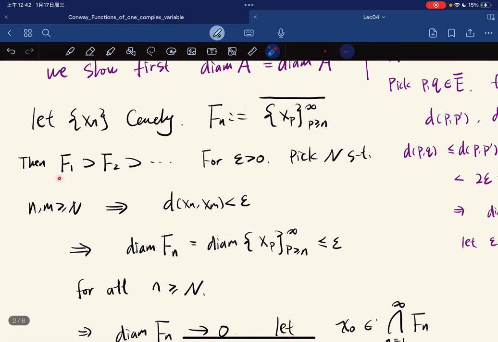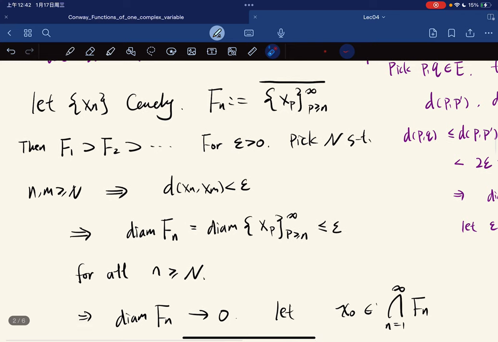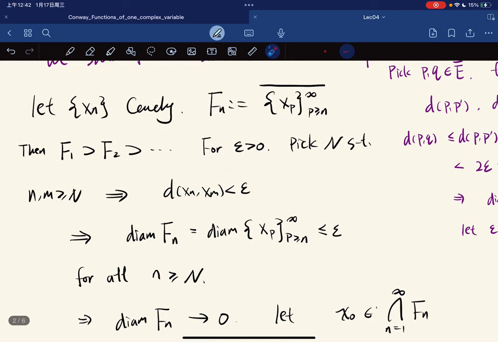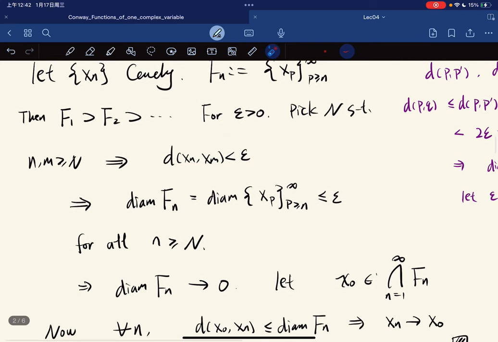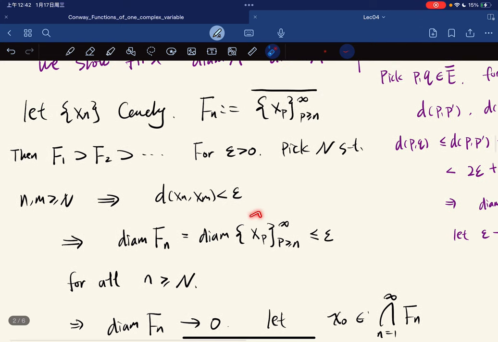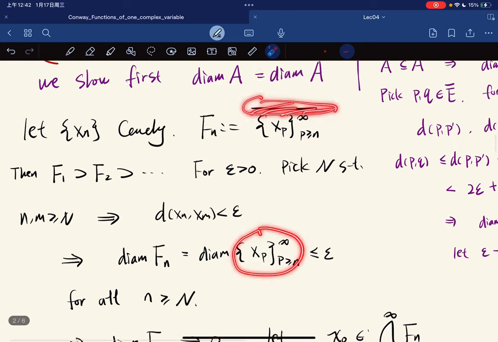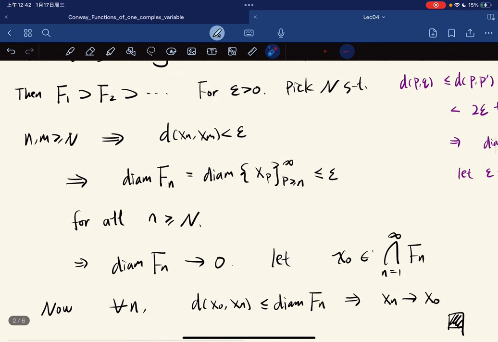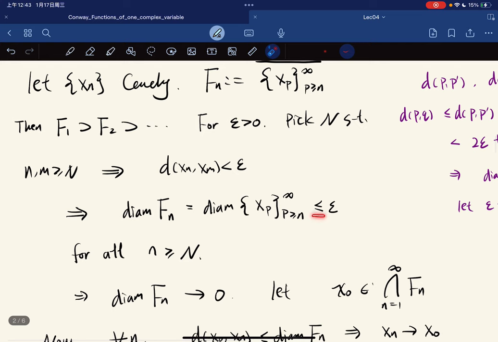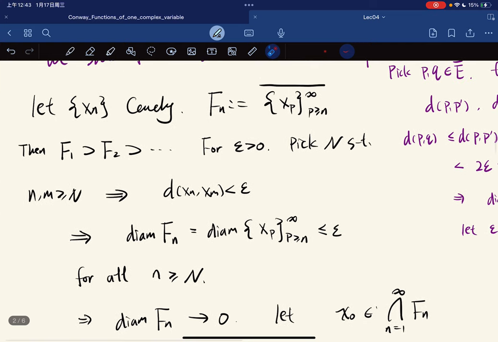Then it is nested, obviously. Now, for epsilon greater than 0, we can pick an N such that we have this, because x_n is Cauchy; we're using the Cauchy condition. Now, we know that the diameter of F_n is the diameter of this sequence's tail. We just take off the closure bar because we have this. Now we have this, right? Because for any m, n greater than N, this is true.